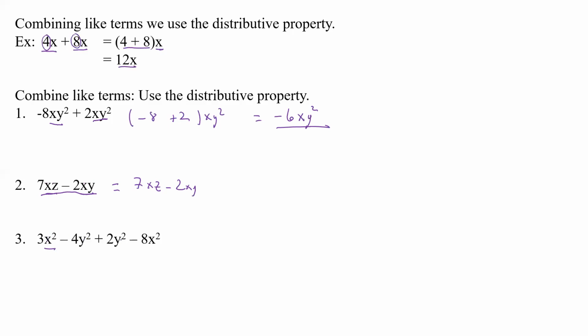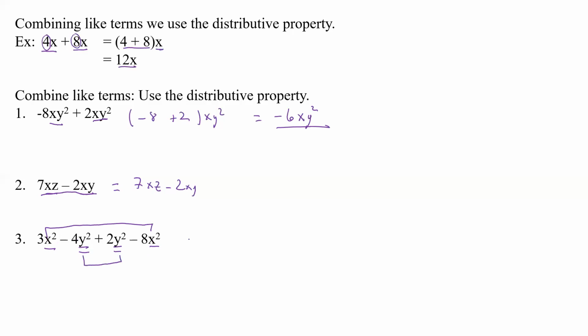There's another y squared, that's not like. But hey, those two are like. So I'm going to double underline those. And I'm looking for an x squared also. Well, there's one there. Okay, so we've got two different sets of like terms here. We've got these two, and we've got these two.